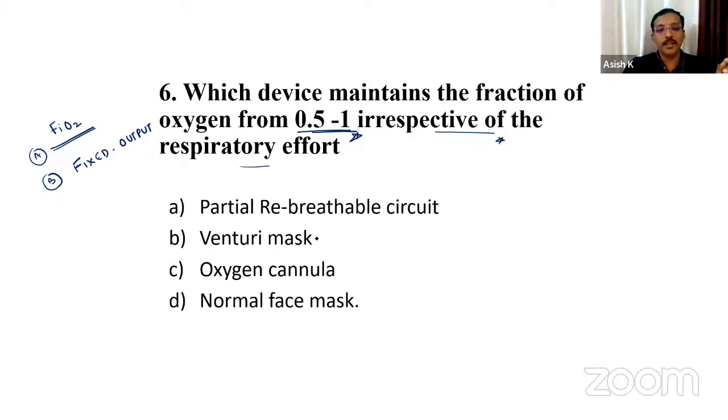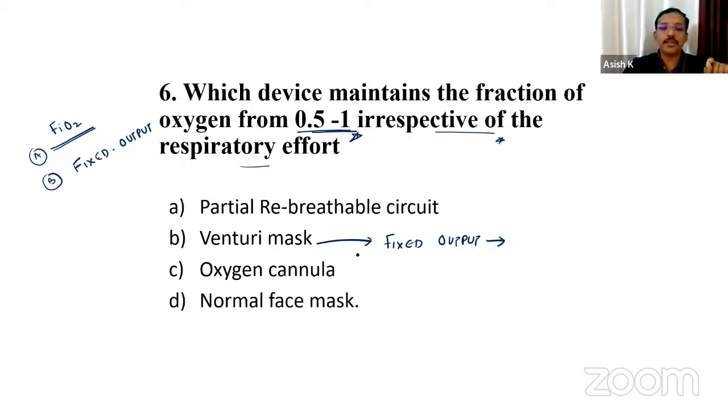Now see the question. Venturi mask. This is an example of fixed output. That means it is irrespective of the patient effort. Let me see, there is a nasal cannula given in the options. Okay, we'll come to that. Don't worry, we'll come to that.